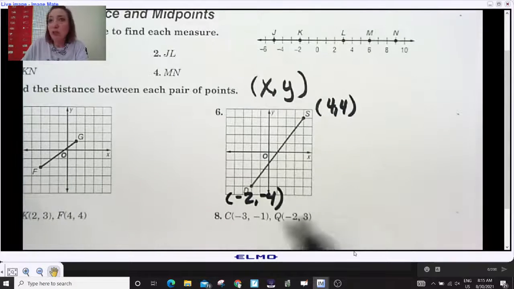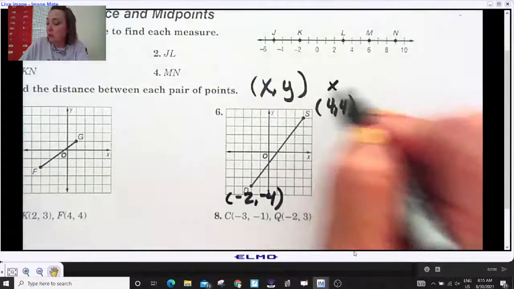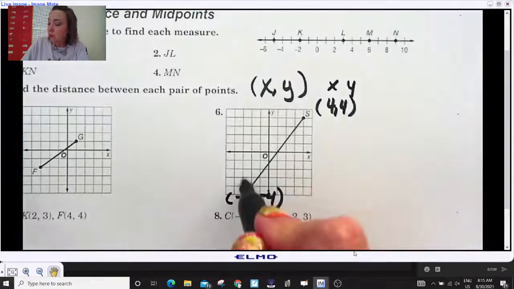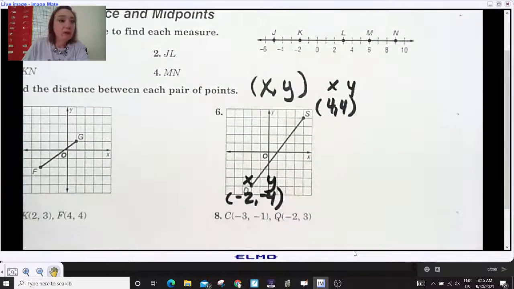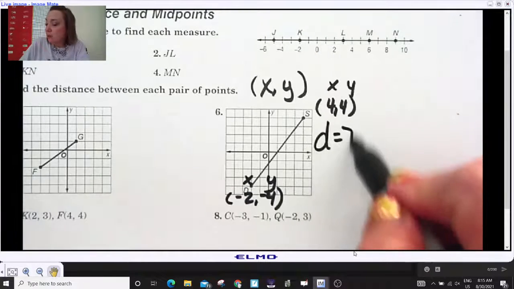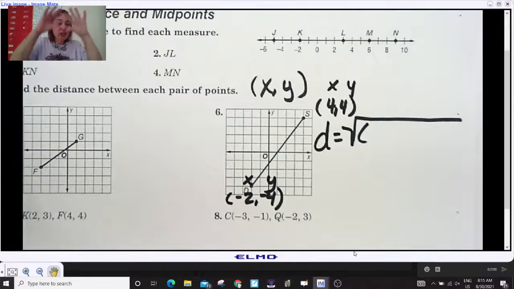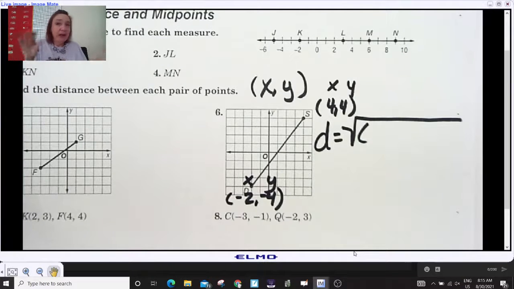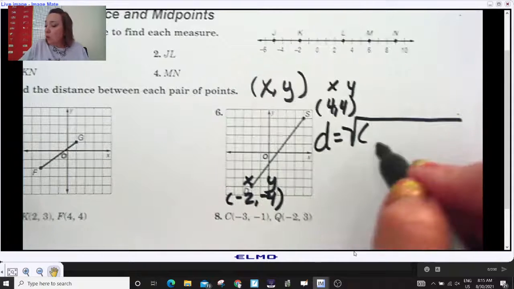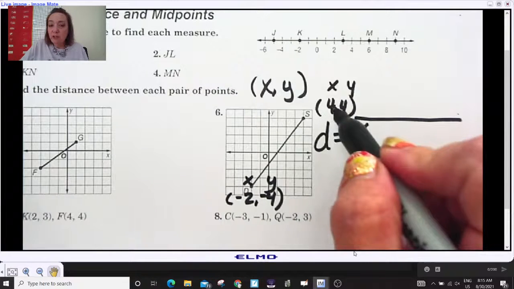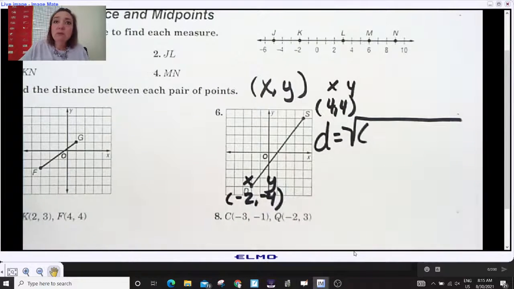Okay, so those are our 2 points, right? So here's our x value, here's our y value. Here's our x value, here's our y value, right? So when we plug this in to our distance formula, remember what we talked about last week? We're going to square this. So does it matter which one we put first? Doesn't make any difference, because when you square a negative, you still get a positive, right? So which one do y'all want to use first, the 4 or the negative 2?